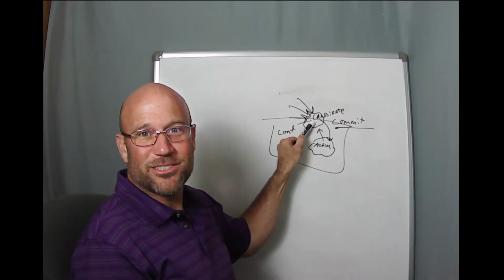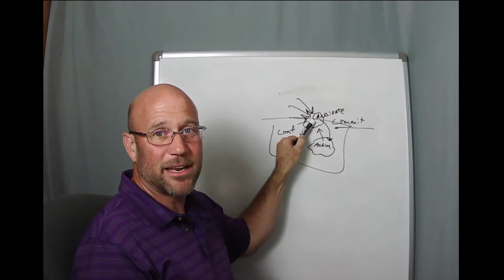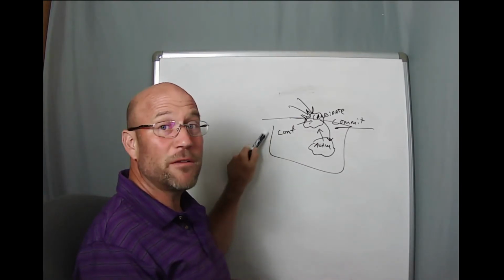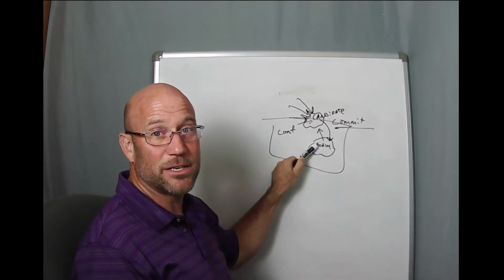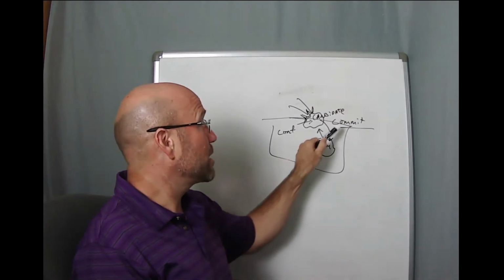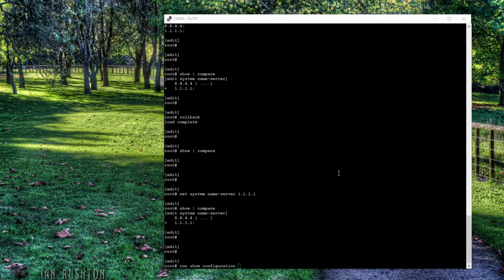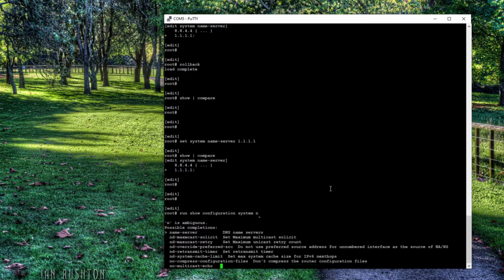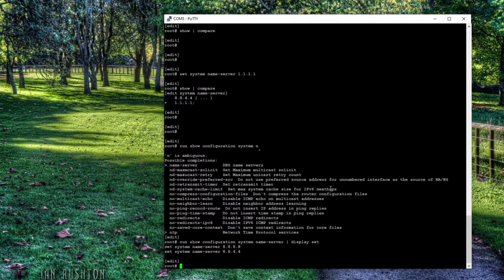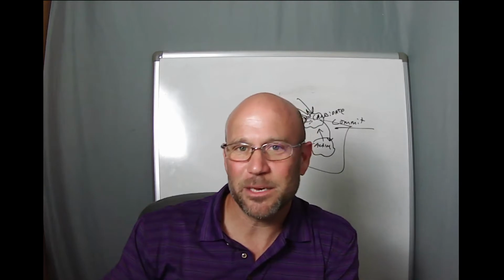If we made a name server change here, and I want to prove to you that you are actually operating in a different configuration known as the candidate configuration, while you're in configure mode, type run show configuration, and it's going to show you the active configuration, which should not have that name server command there yet because you have not typed commit. So let's do that. Let's type run show configuration system name server, display set, and look at that. We do not have that 1.1.1.1 command because it hasn't been committed yet.